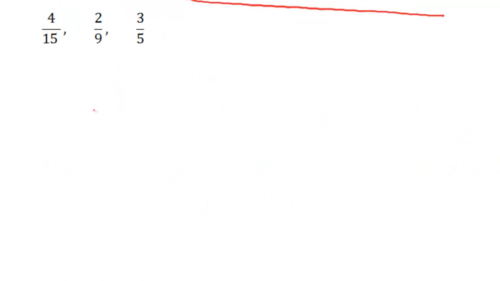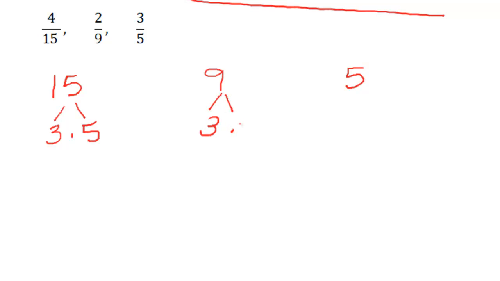Okay, in our next problem we have three fractions. So we have three denominators, 15, 9, and 5. And we want to find the least common denominator between all three fractions. Okay, again we're going to factor. 15 is 3 times 5. 9 is 3 times 3. And 5 is prime.